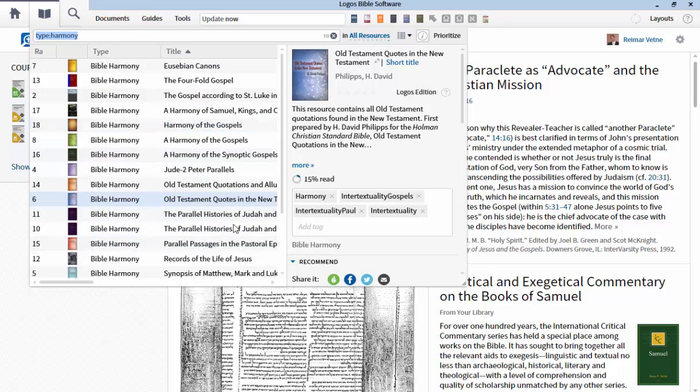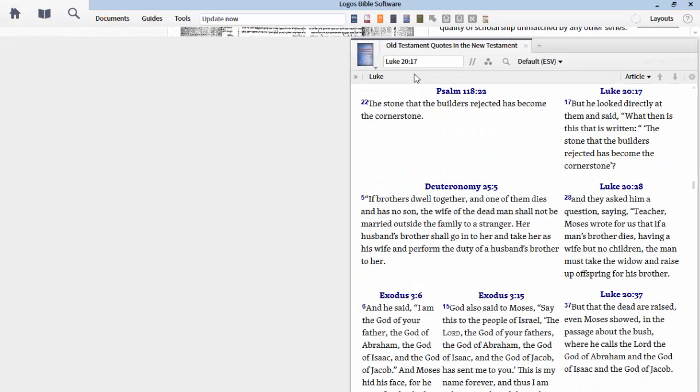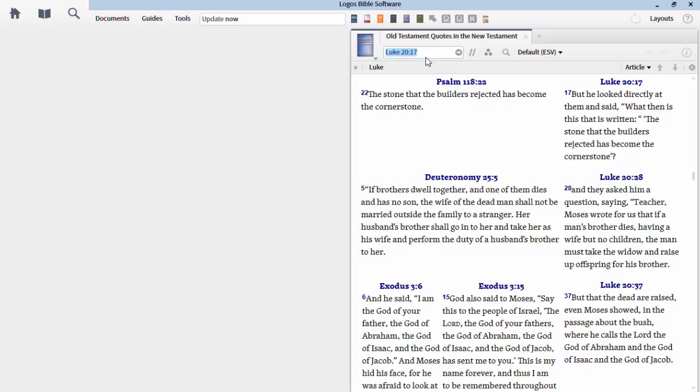for instance, the different Gospels, but you also have some Old Testament in New Testament, like this here, Old Testament quotations and allusions. There's another one called Old Testament quotes in the New Testament. So just open one of those. It's a good idea to open both of them. Sometimes they have a little bit different Old Testament quotations to show.